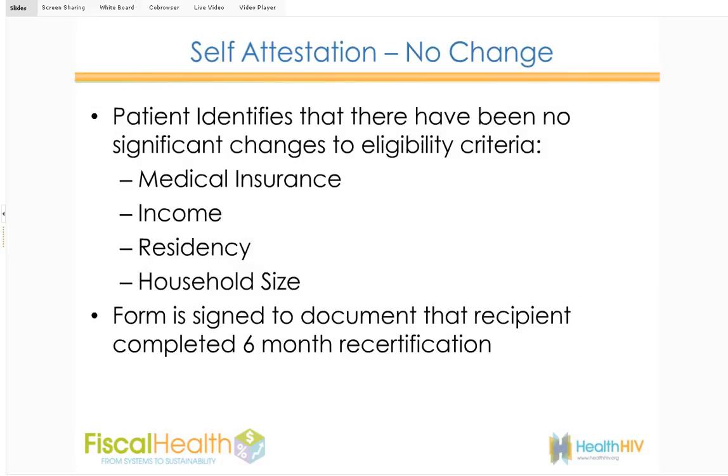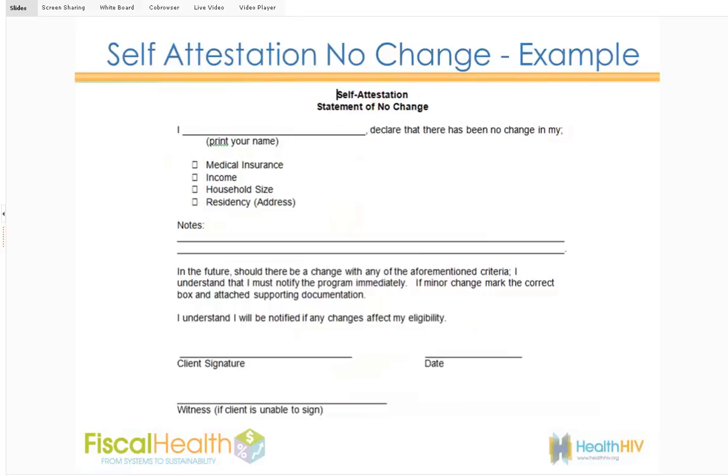So here's an example of a self-attestation. Basically, it would just have the patient's name. It would give them the opportunity to check each of the areas to say they don't have any changes in these areas, but it's also good to add a caveat statement so the patient knows that if they do have changes, they should talk to program staff within the next 6 months, before they're up for their year renewal. If they have a change that would affect their eligibility, they should tell program staff.